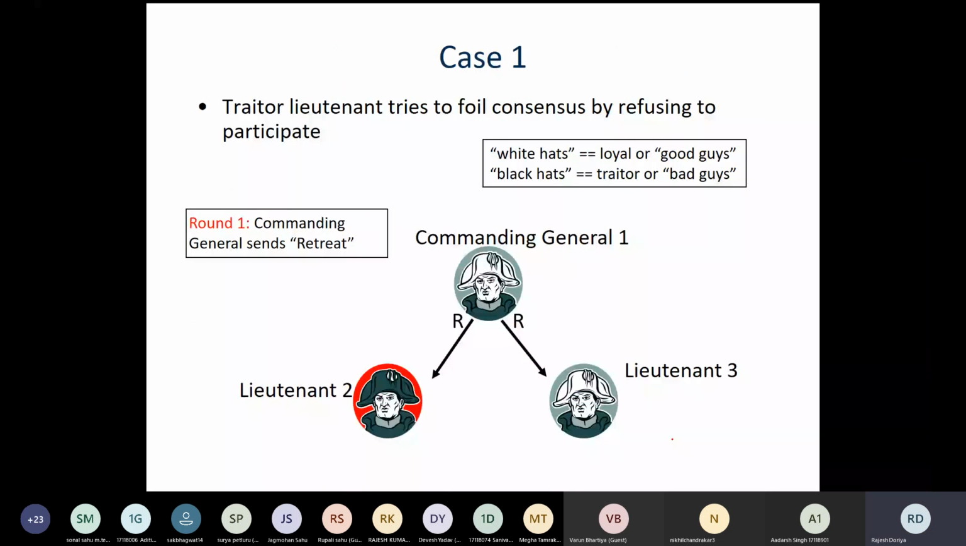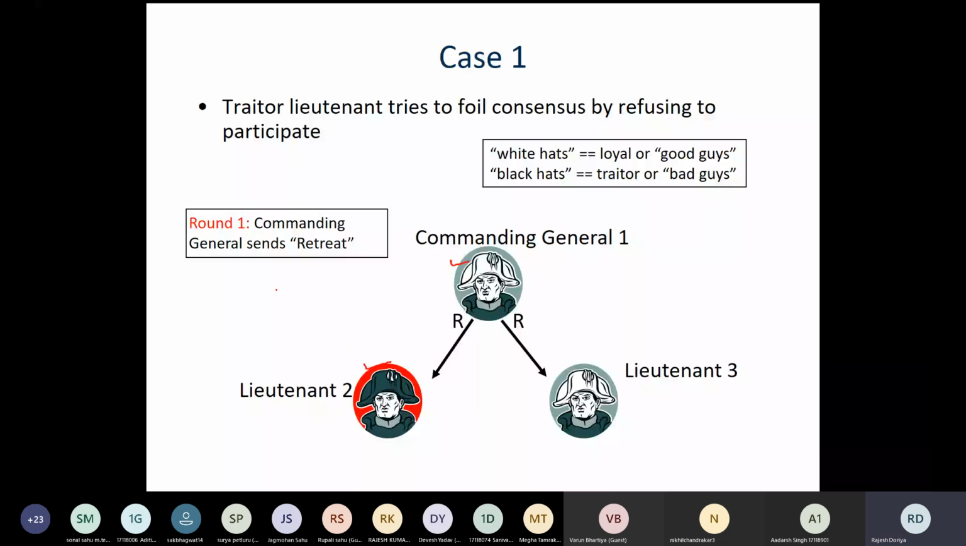The overall scenario has been divided into 3 cases. In the first case, a traitor lieutenant tries to foil the consensus by refusing to participate. The white-headed persons are the loyal, good ones, and the black-headed ones are the bad guys, the traitors. The person at the top of the hierarchy is the commanding general, and the persons lower in the hierarchy are the lieutenants.